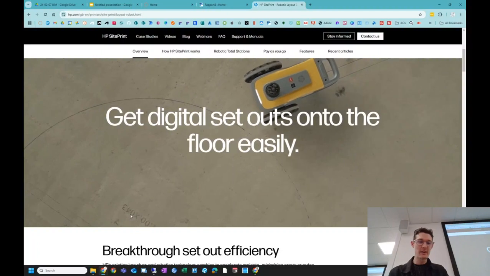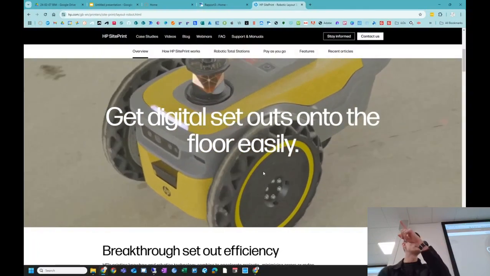Let me try. Yeah, here we go. Can you see all of this stuff? I think they were using this on the Brooks building.